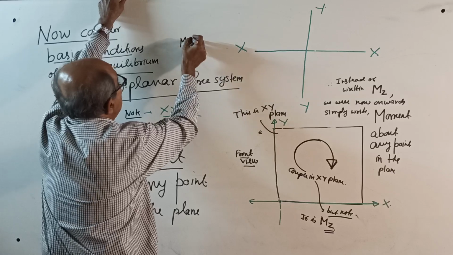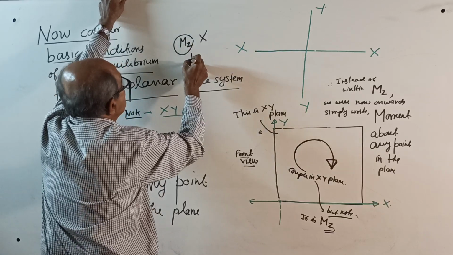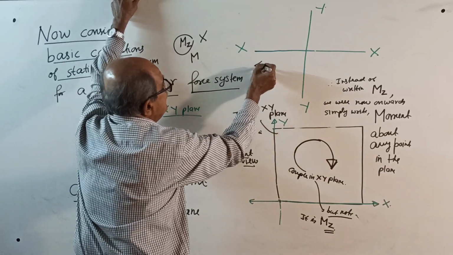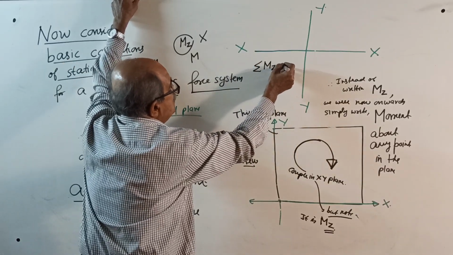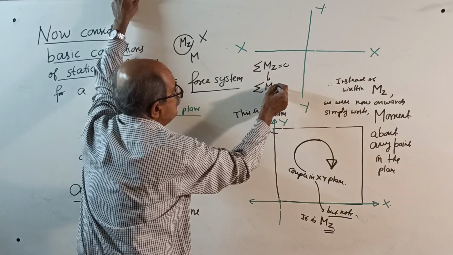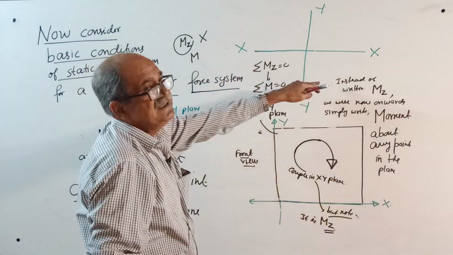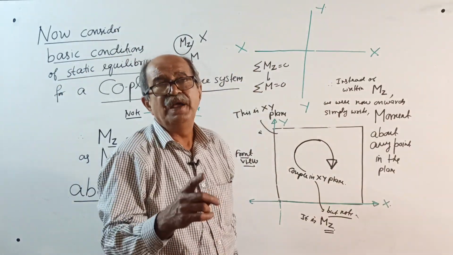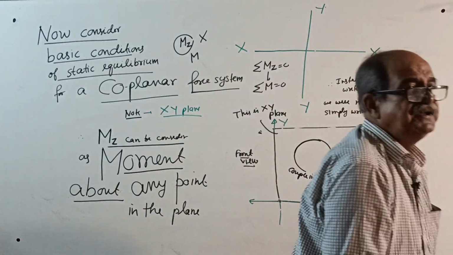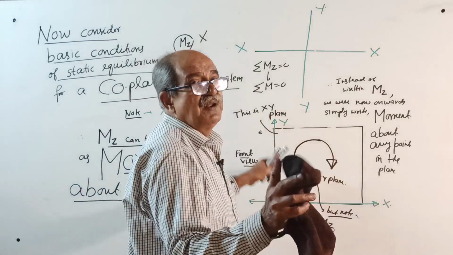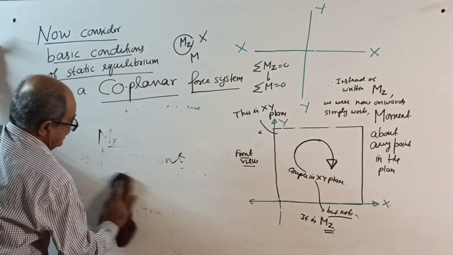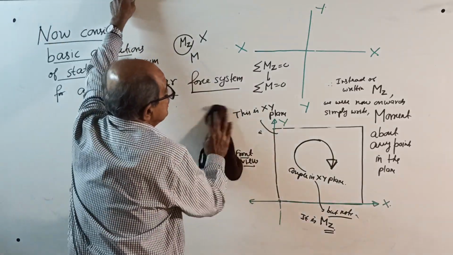Therefore, we will not use the term MZ now. We will simply call M. That is, instead of sigma MZ equal to 0, from now onwards we will simply call sigma M equal to 0. Of course, sigma Fx, sigma Fy are there. We will call sigma M equal to 0. Over. Now, I will write the equilibrium condition for a coplanar force system.